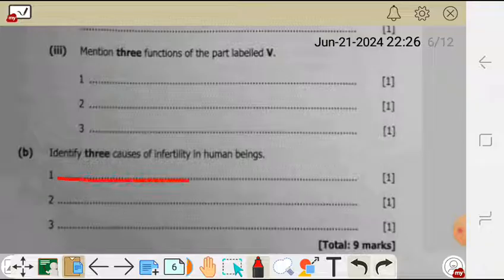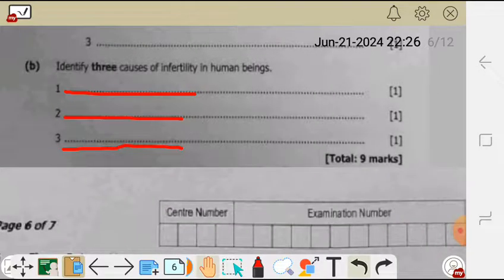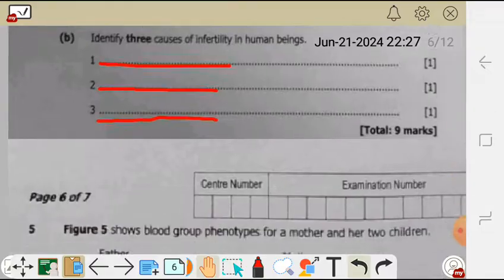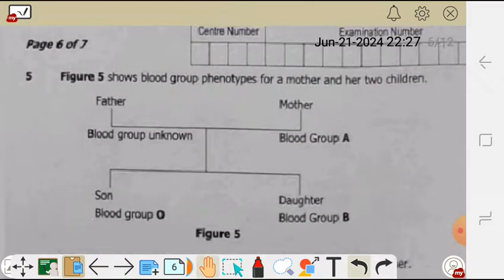So we have fibroids, and then apart from fibroids, we have blockage of the fallopian tube, low sperm count, and the blockage of the sperm duct due to an infection that can cause infertility in human beings. So we are done with that question, which is question 4. Now let's move on to question 5.